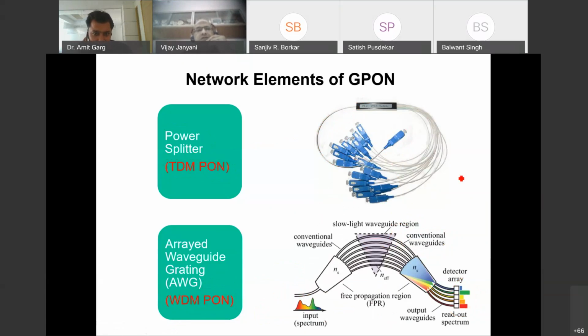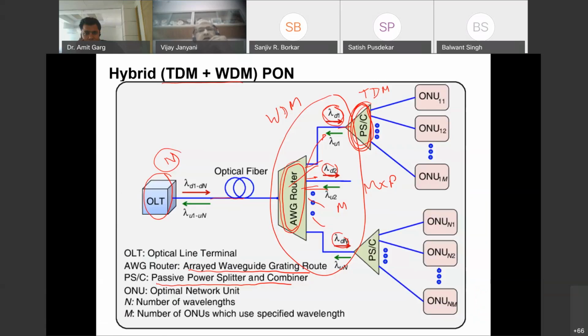This is in TDM, this is in WDM PON. And when you have a combination, as shown on my last slide, you have both. This is your AWG and this is your power splitter.